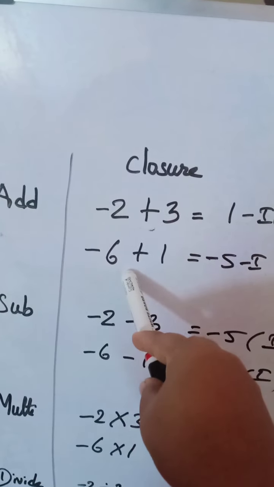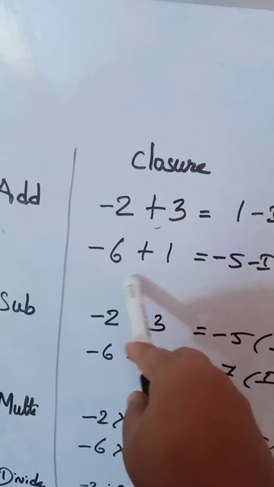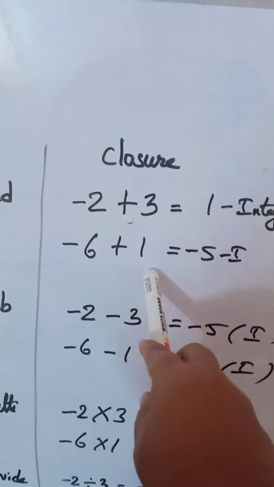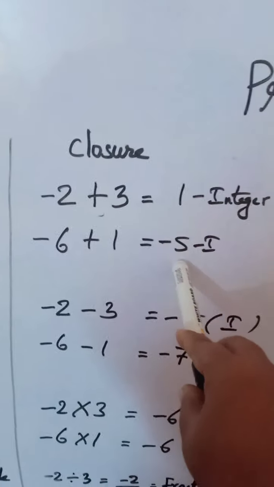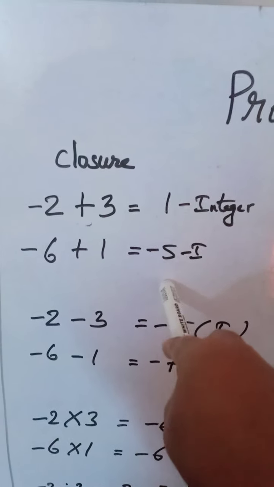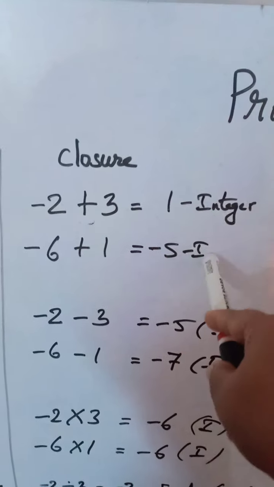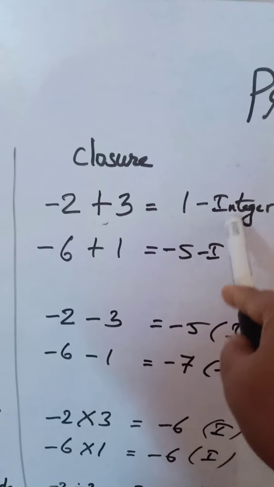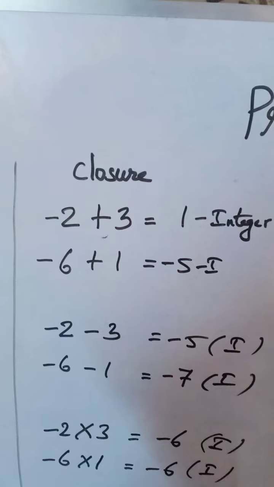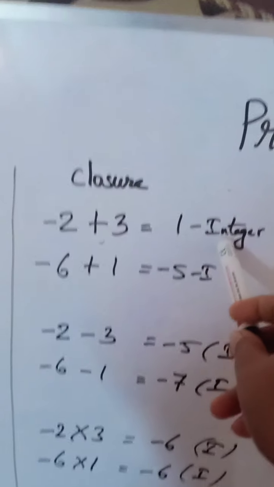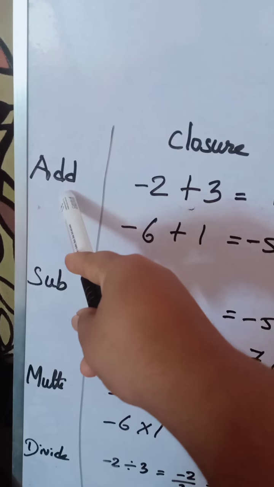Next, I have taken minus 6 plus 1. I have taken one negative number and one positive number. If you add minus 6 plus 1, the answer is minus 5. It is negative, and since it is negative it comes under integers. So this is an integer. Addition is closed. This is the closure property. So you can say integers are closed under addition.